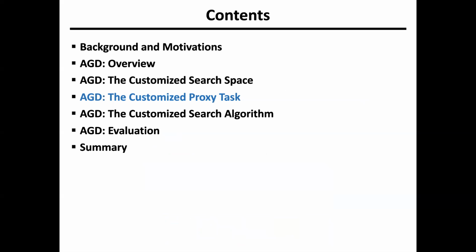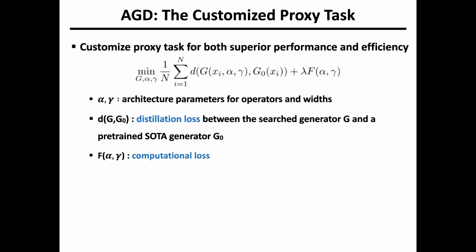Next is our customized proxy task. We customize the proxy task for both superior performance and efficiency. So here's our objective function. The alpha and gamma here are the architectural parameters for operators and widths. And the D here is the distillation loss between the searched generator G and the pre-trained SOTA generator. And F here is the computational loss.